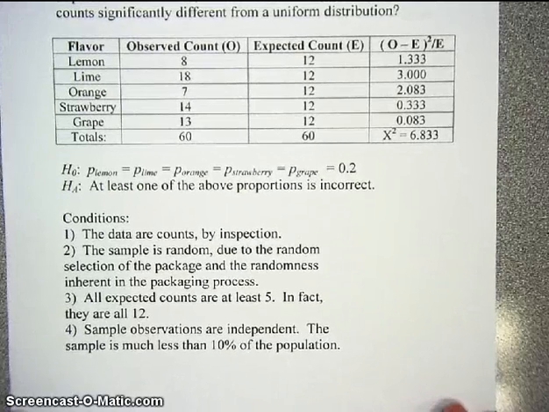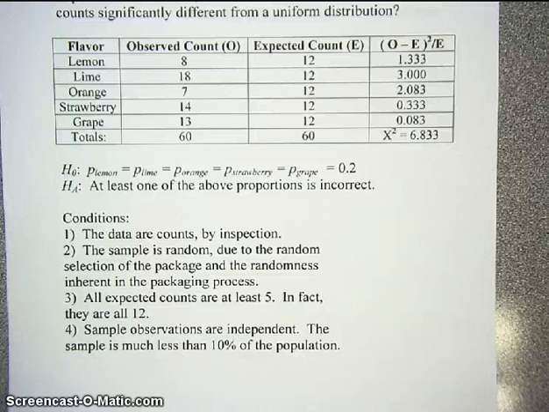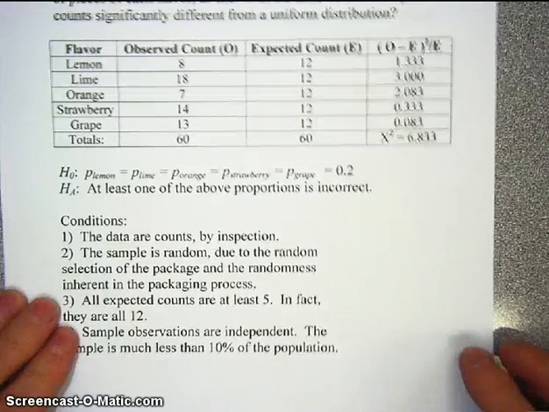The conditions are that the data are counts. You can see by inspection that they are. The sample's random due to the nature of the packaging process and the random selection of the package. All the expected counts are at least, well, they're all 12, so they're all at least 5. And the sample observations are independent. This sample is much, much, much less than 10% of the population.